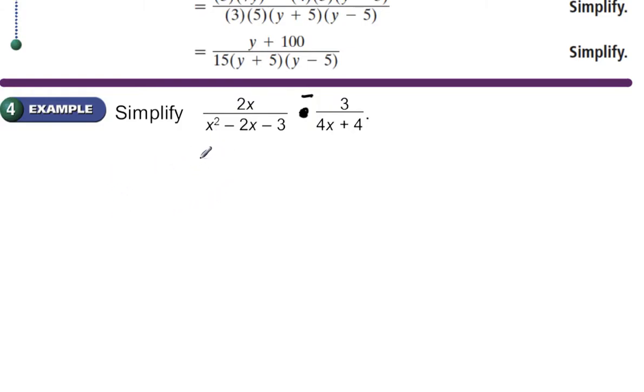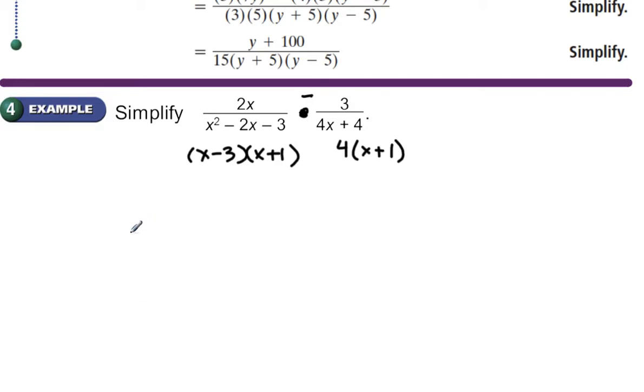Okay, x squared minus 2x minus 3. Well, factors of negative 3 that would give a negative 2 would be negative 3 and positive 1. So that would be x minus 3 and x plus 1. Just to double check, x squared, positive x minus 3x, so that's negative 2x. Negative 3 times 1 is negative 3. 4x plus 4, factor out a 4, and we have x plus 1.